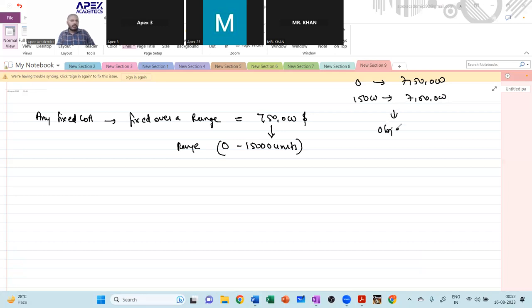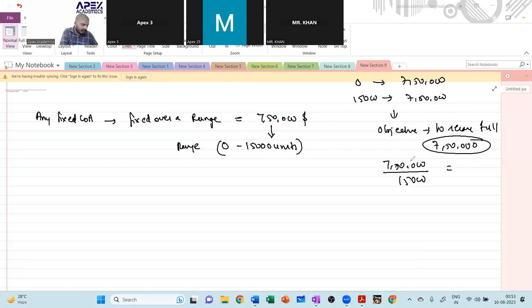What is your objective? It will always be to recover the full 750. Agreed? Agreed. What you are trying to say is you want to recover 7,50,000 divided by 15,000, which is equal to 50 per unit. Now suppose you produced 14,000. This is to be recovered per unit.